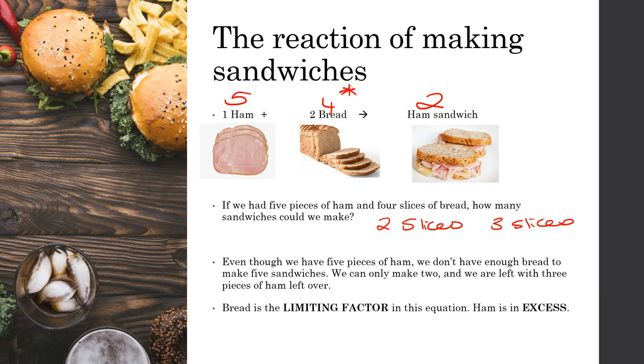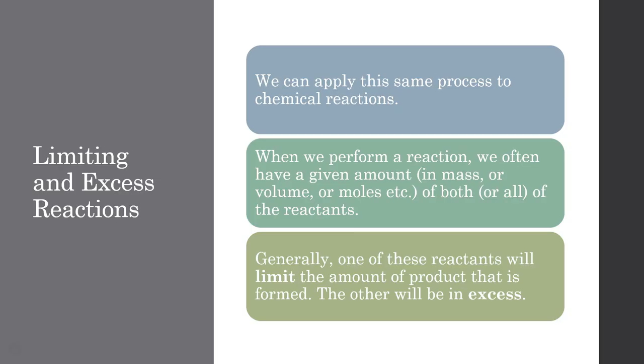Once I've run out of bread, I can't make any more sandwiches. It doesn't matter how much ham I have, there's going to be no more sandwiches because I don't have any more bread. I've run out of one of the required elements of what I'm trying to make. This same situation can happen with chemical reactions. When we perform a reaction, we've put into our flask a certain amount in mass, volume, or moles of one or both of the reactants.